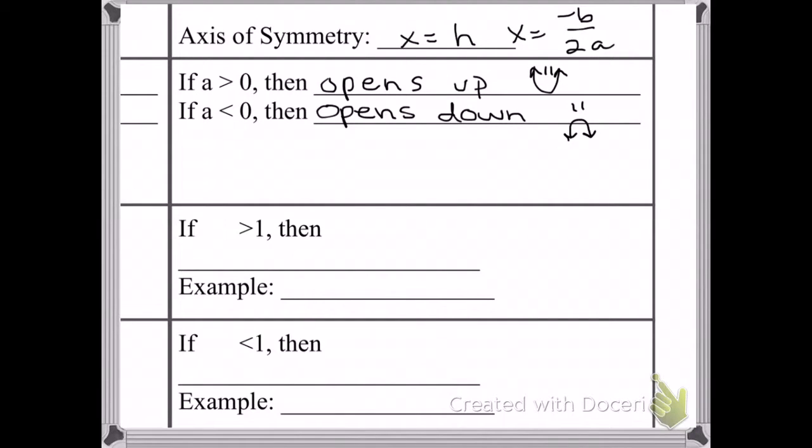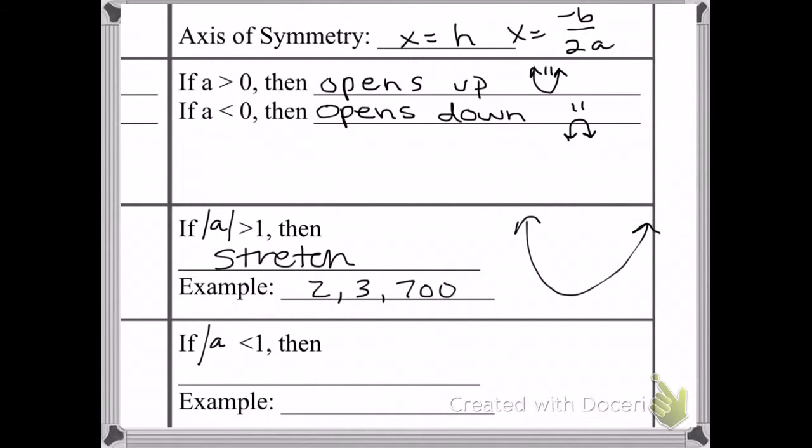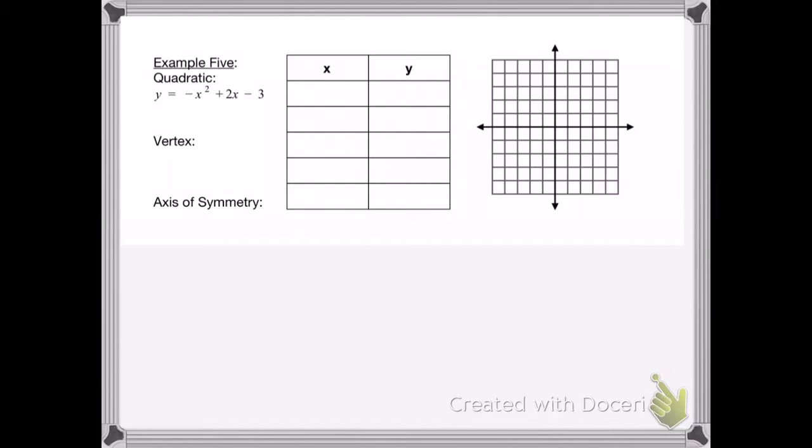All right, so same thing down here as well: if the absolute value of a is greater than 1, then it stretches it. So examples of that are numbers like 2 and 3 and 700, big numbers. It makes it a lot wider. And if the absolute value of a is not greater than 1, is less than 1, then it will condense, again, just like it did before. So examples like that are 0.5, 0.3. Okay, so it'll be smaller. All right, so let's dive into these examples.